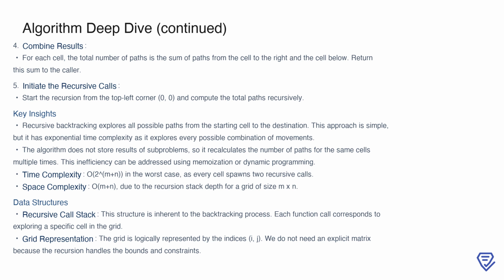The recursion itself inherently uses a call stack to keep track of the paths being explored, while the grid is logically represented through indices rather than an explicit matrix.